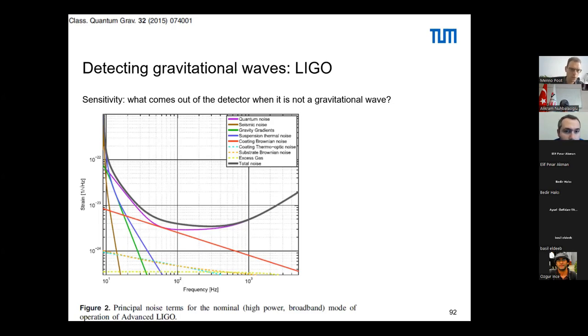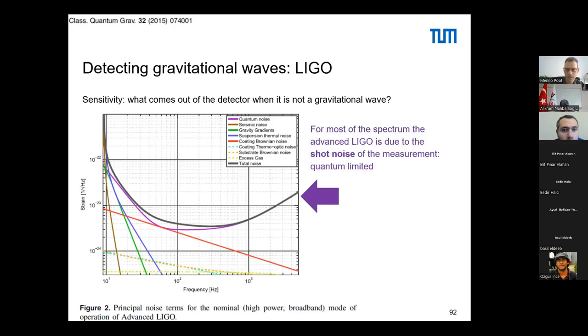So when we now take a closer look at all those different curves and which one has contributed most to the total noise, then you see that in this range, say above this point over here, it's mainly this purple contribution, that is the quantum noise. I hope you learned from this lecture that this is really the shot noise of the light impinging on the photodetector. So for most of the spectrum, the advanced LIGO is limited by the shot noise of the measurement. In other words, it's really a quantum limited detector.